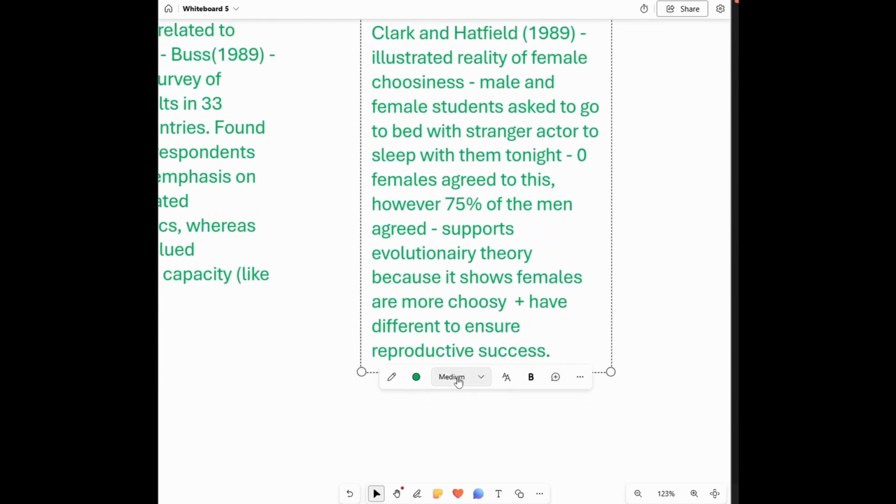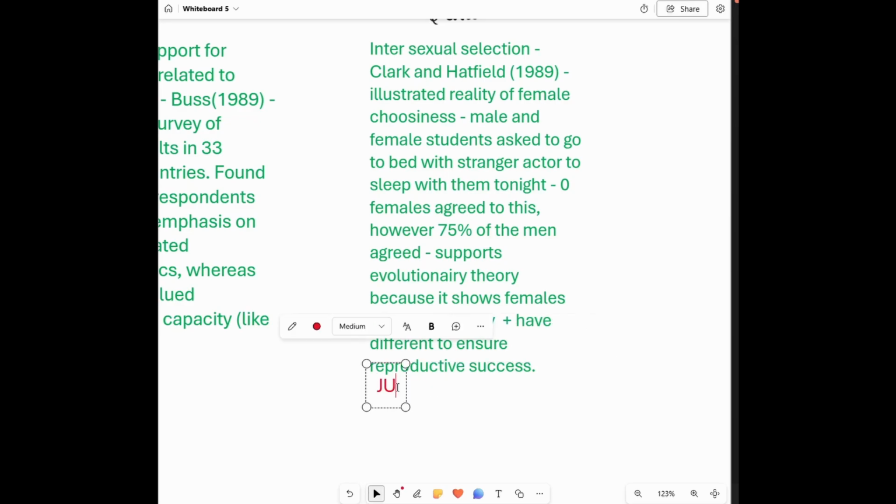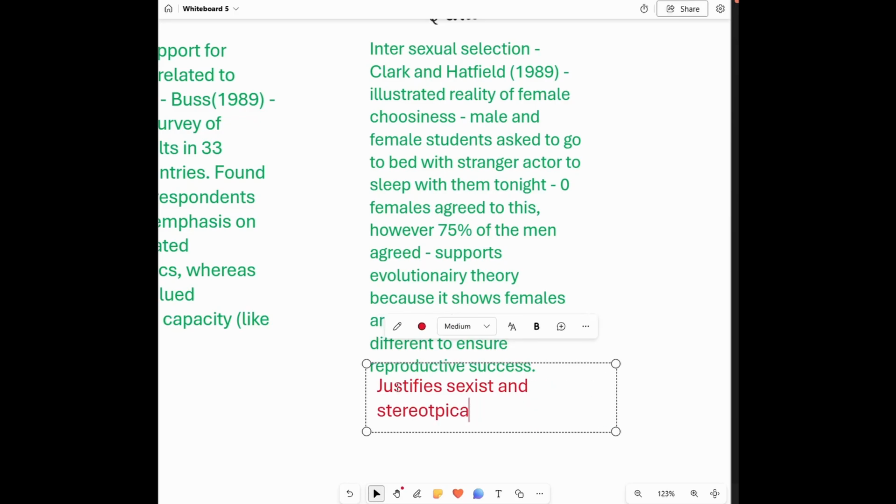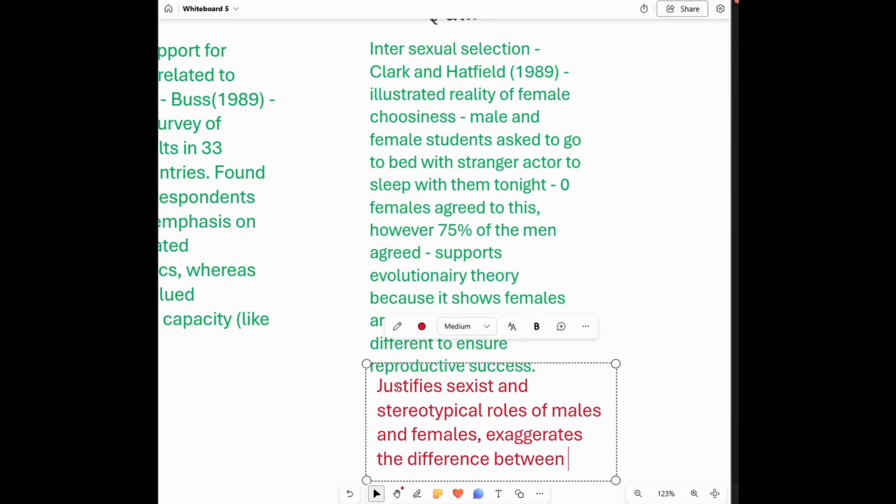Okay, so obviously this is not very good. Well, firstly, it justifies sexist and stereotypical roles of males and females, and it exaggerates the differences between them. It says that it's only because of the biology. This is an example of alpha bias.